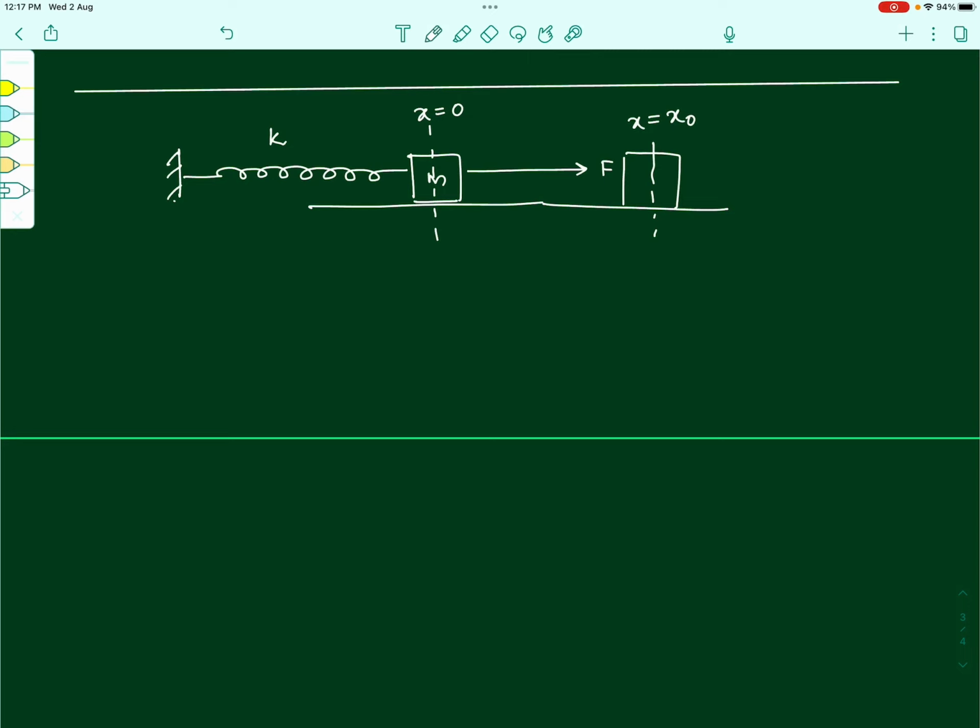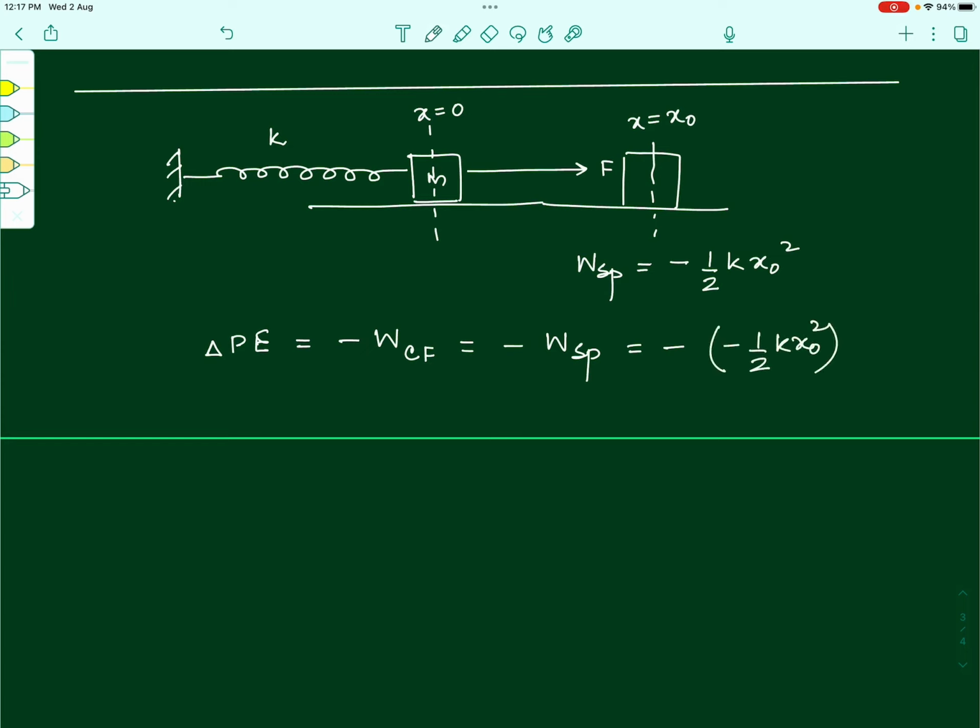So, can we say here in this case the work done by the spring, as we have already seen also, will be minus half k x naught squared, and corresponding to that, now if I try to write the expression for change in potential energy as negative of the work done by the conservative force, which in our case is the spring force. The spring force is the conservative force now. So, it will be negative of the work done by the spring force, which will be negative of minus half k x naught squared, which comes out to be half k x naught squared.